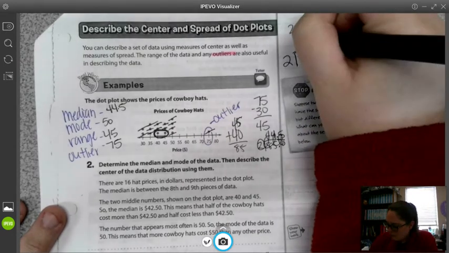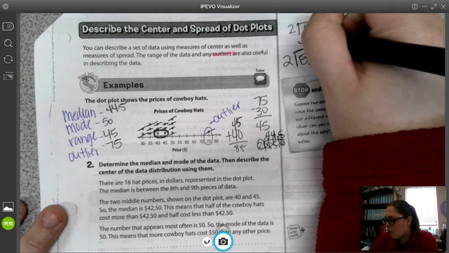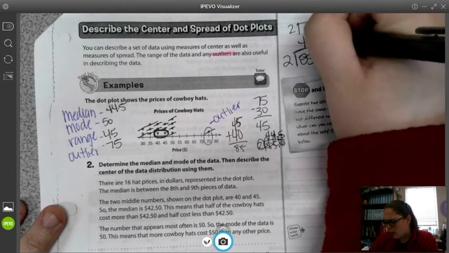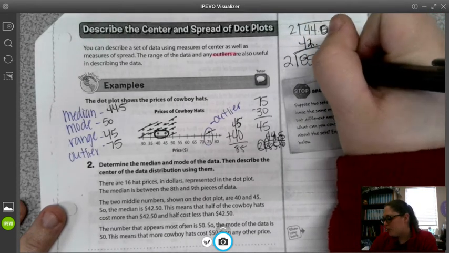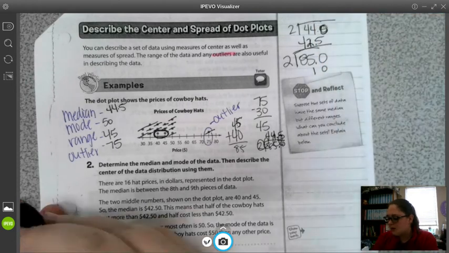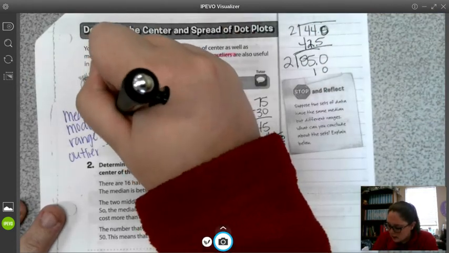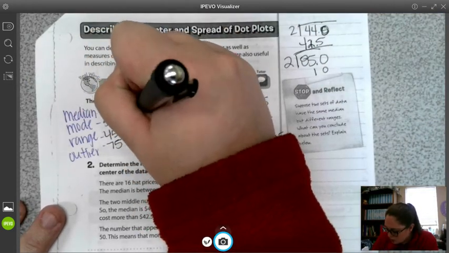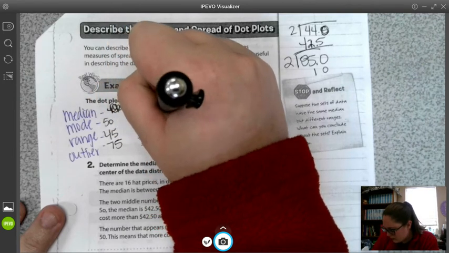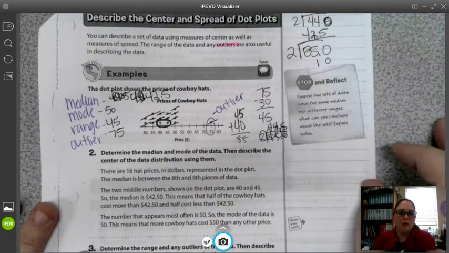2 can go into 8 4 times. 2 can go into 5 once. Nope, twice. Goodness gracious. That would give me a 10 left over and 5. So on this one, my median is 42. Oh, goodness gracious, 42.5. I know that got really, really messy.